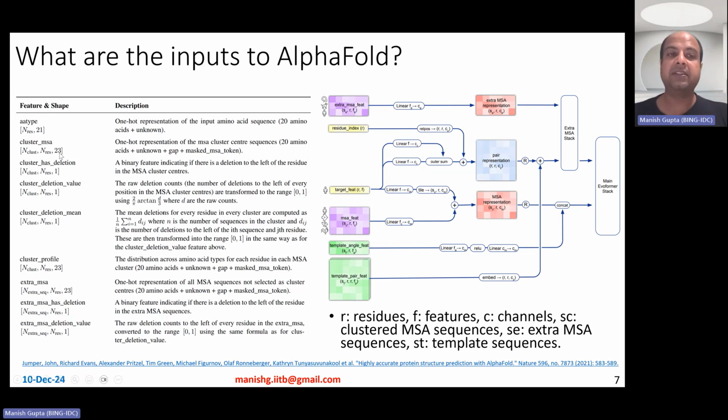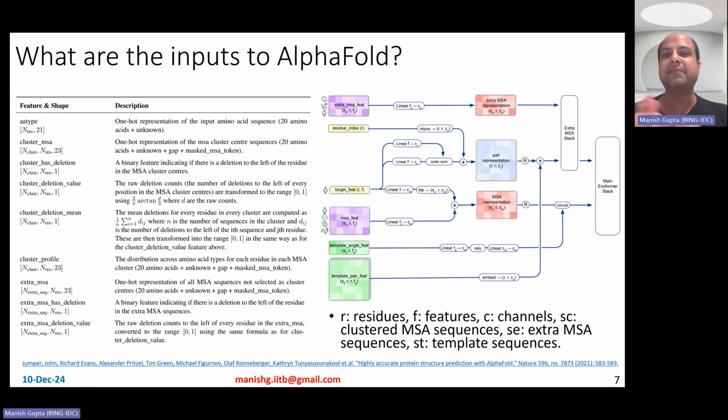Now, this one is 23 and not 21 because besides these 21, there could be gaps and there could be something called masked tokens. At pre-train time, remember, in BERT, you have that masking which is done, and then there is an MLM loss that people define. Actually, they reuse the same loss here.